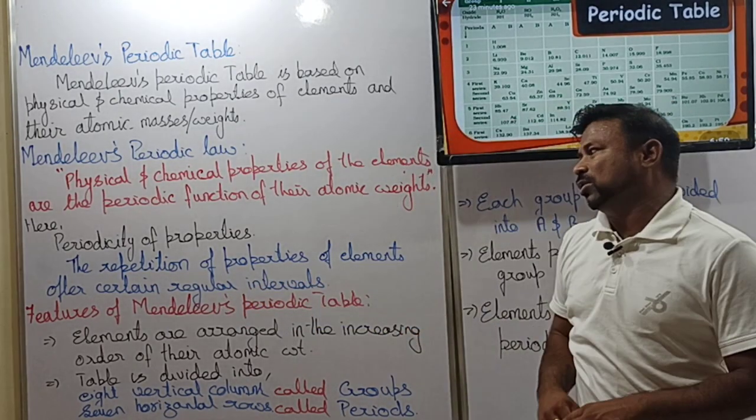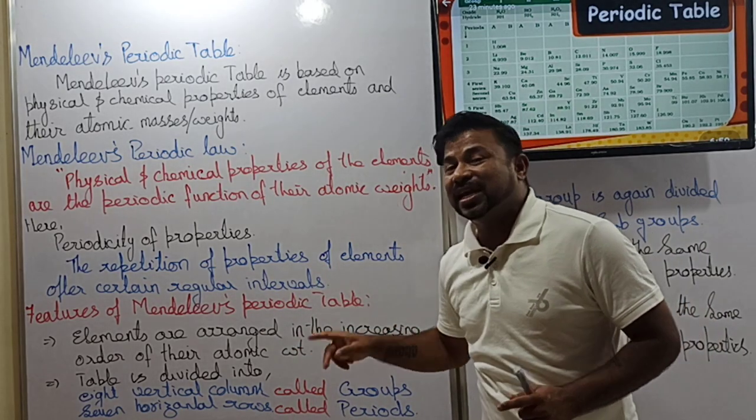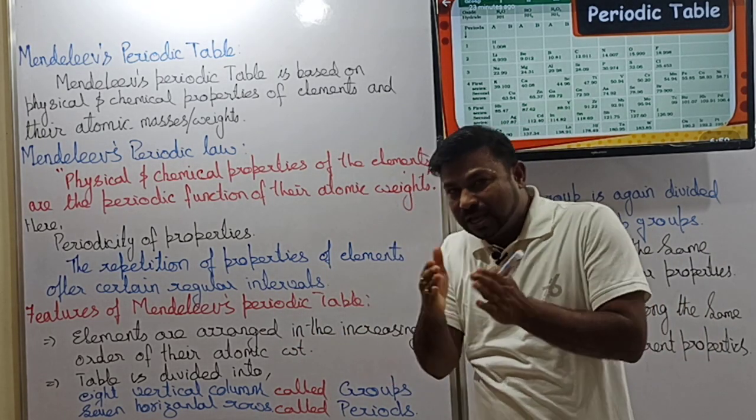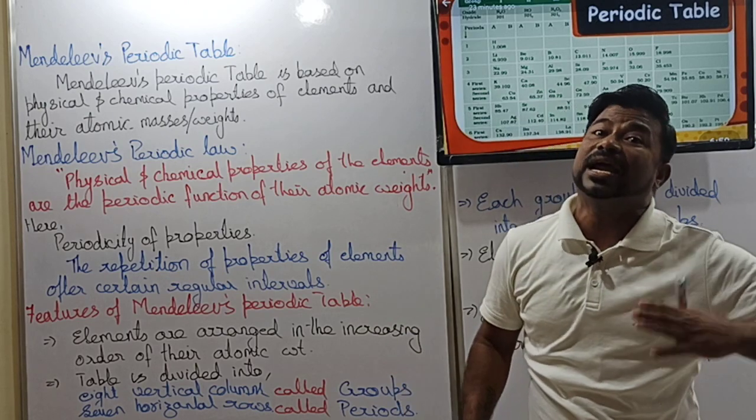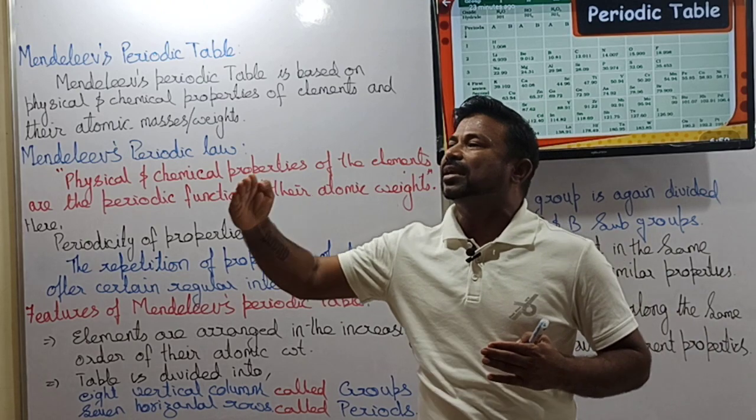Features of the Mendeleev periodic table. Elements are arranged in the increasing order of their atomic weight. So, all the elements that were available at the time, he has arranged in the increasing order of their atomic weight.